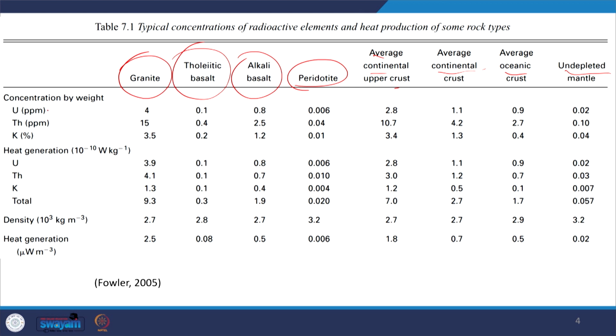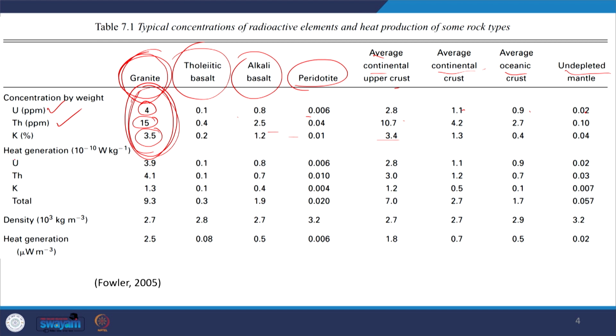So, if you see the concentration of these elements, uranium, it is 4 here, and if you compare the other litho units, it is less. Similarly, thorium, it is more here, and in other litho units and other types of environment, it is less. Potassium, it is more here, and generally less elsewhere. So, that means granite is the rock where most of the heat producing elements are concentrated. So, this granite is accommodating most of the heat producing elements.